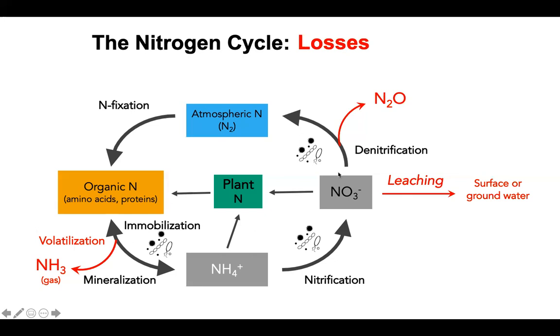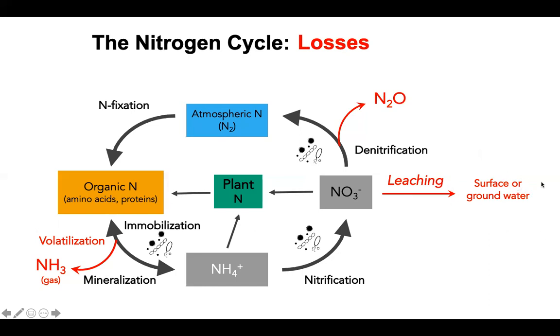Another source of losses is in nitrate. Like I said, nitrate is very soluble, and so it leaches, and that leaching means that that nitrate ends up in either surface water or groundwater. So if you have runoff or if you have deep percolation of water, you can end up with nitrate in those, and that causes all kinds of problems.